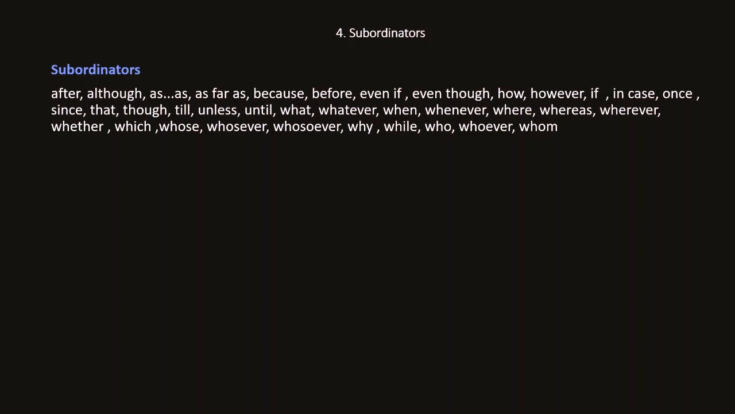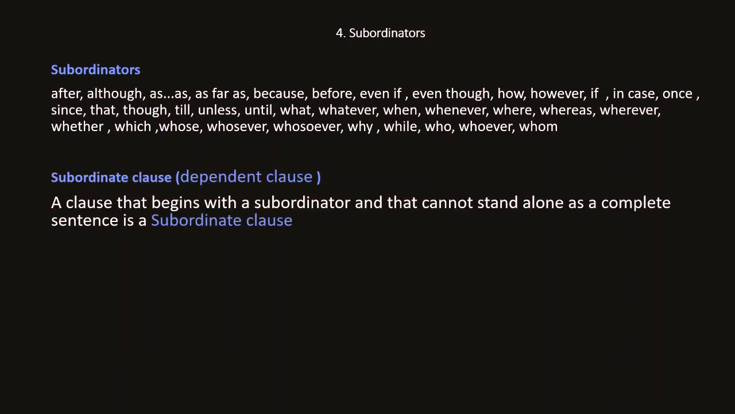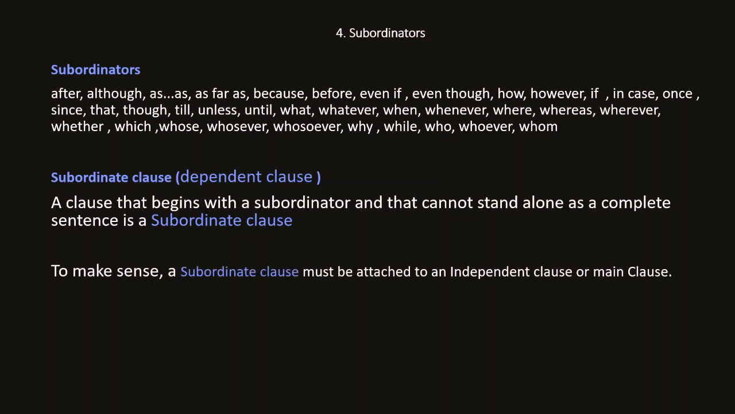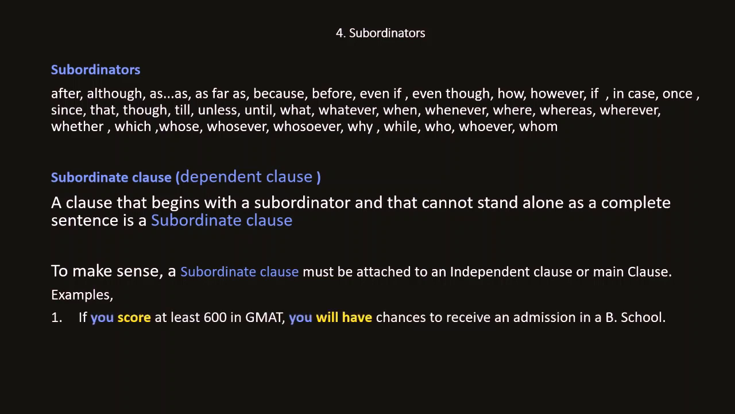A clause that begins with a subordinator is called a subordinate clause. A subordinate clause cannot stand alone as a complete sentence, or a subordinate clause doesn't make sense on its own. Or to make sense, a subordinate clause must be attached to an independent clause or a main clause. Look at the examples. If you score at least 600 in GMAT, you will have chances to receive an admission in a B school.